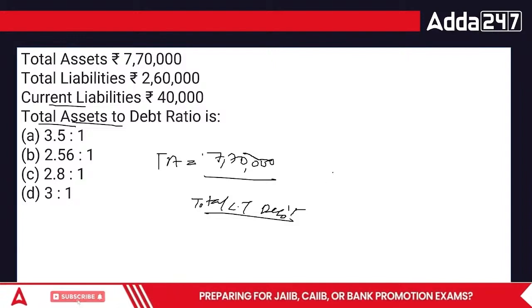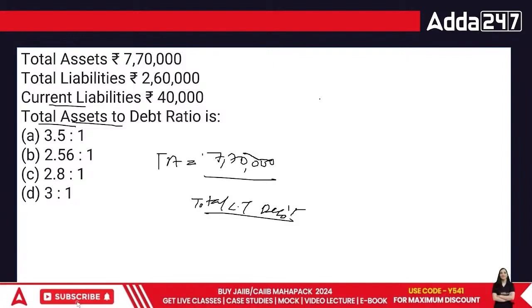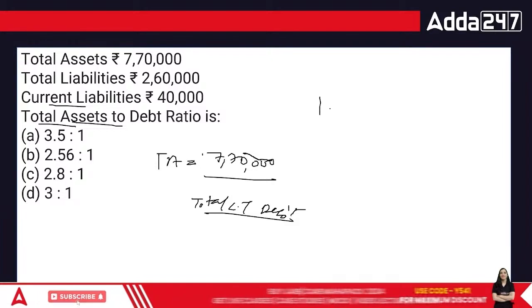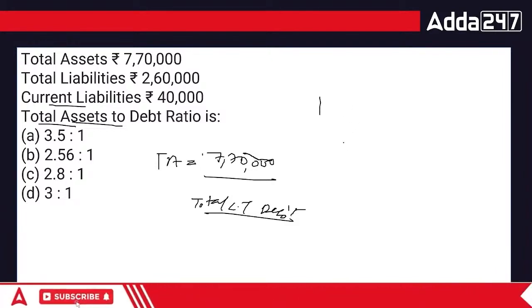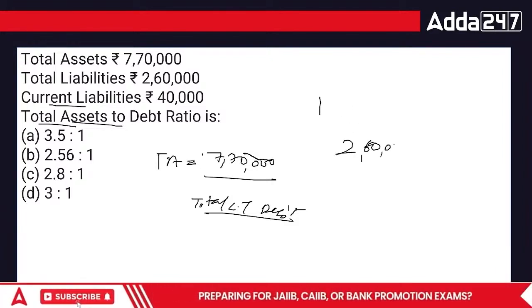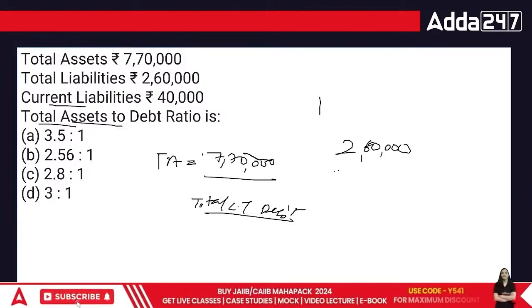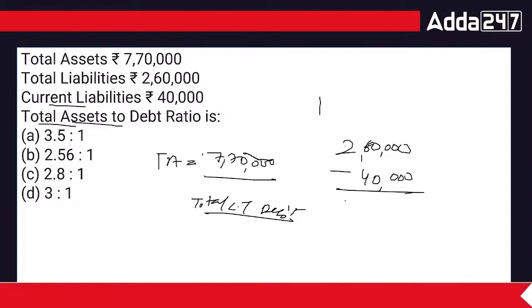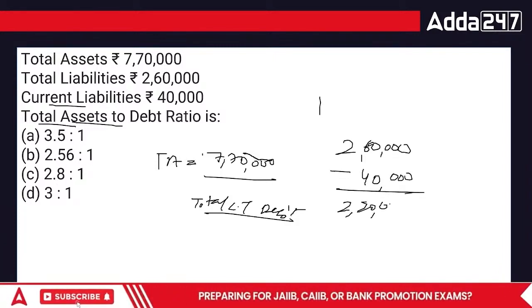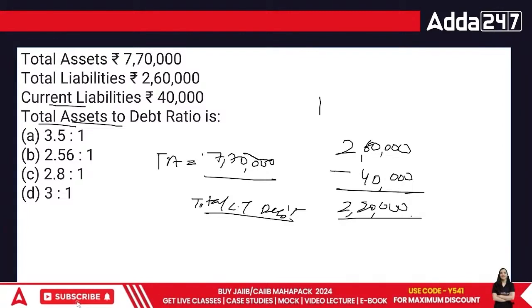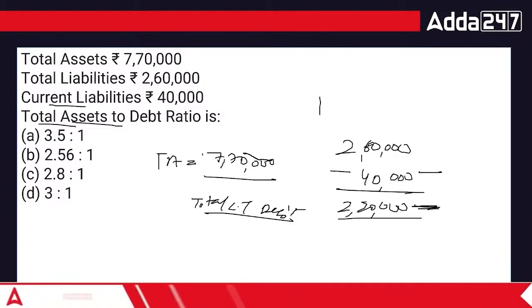What would be the answer? In this case, the total liabilities are given. The total liabilities are 2,60,000, everyone. From the total, you remove the short term. Short term is 40,000. So what are you left with? 2,20,000, which is pure long term, na? Because the short term is removed, this is your pure long term.